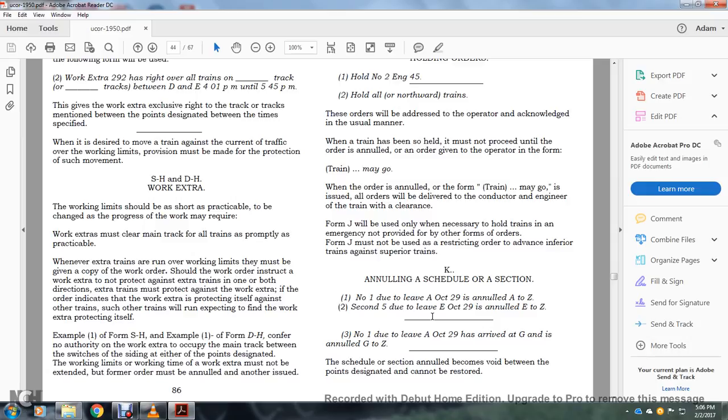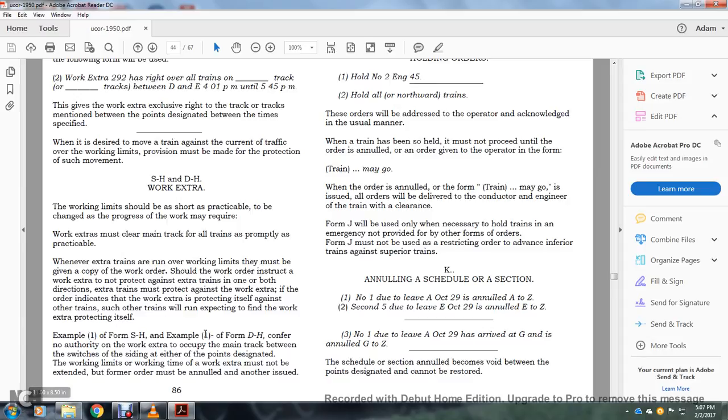Whenever extra trains run over the working limits, they must be given a copy of the work order. Should the work order instruct the work extra not to protect against extra trains in one or both directions, extra trains must protect against the work extra. If the order indicates the work extra is protecting against other trains, such other trains will run expecting to find the work extra protecting itself.